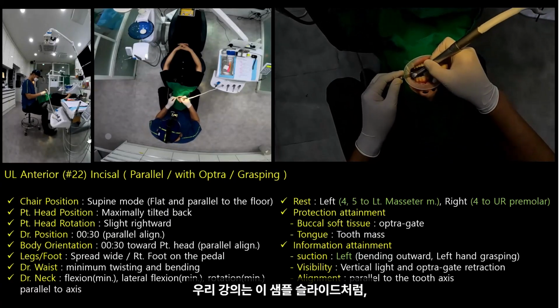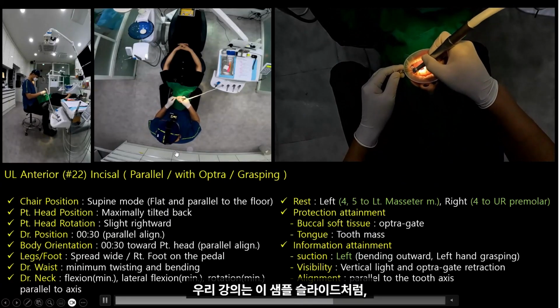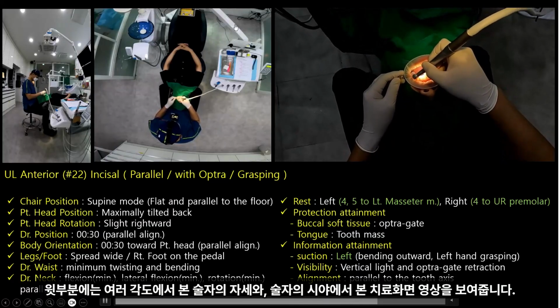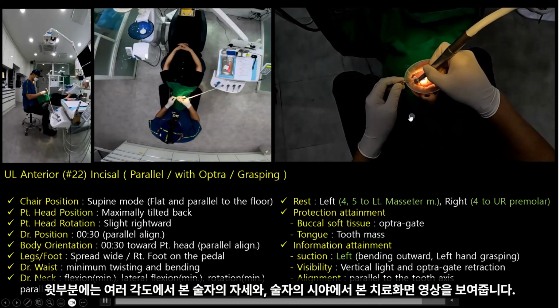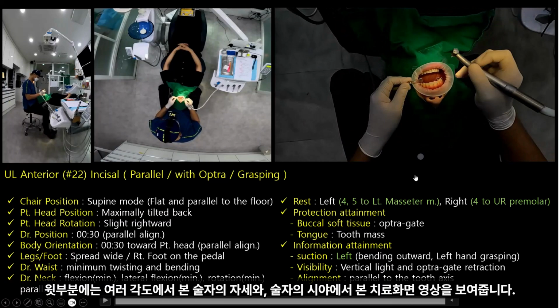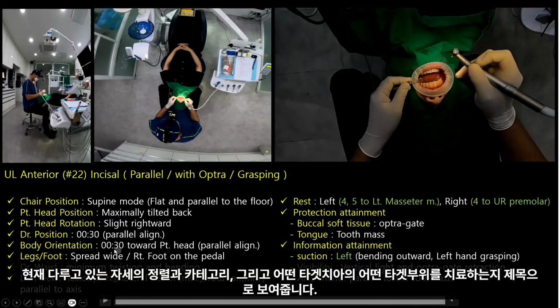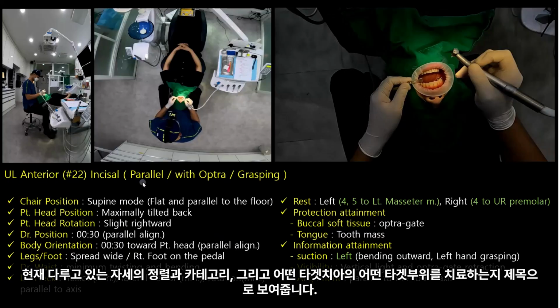Our lecture, as shown on this sample slide, will display the operator's posture from various angles and the treatment view from their perspective in the upper portion. The lower part shows the alignment and category of the posture we are currently covering, which is the title. It also shows which target area of which tooth is being treated as a title.